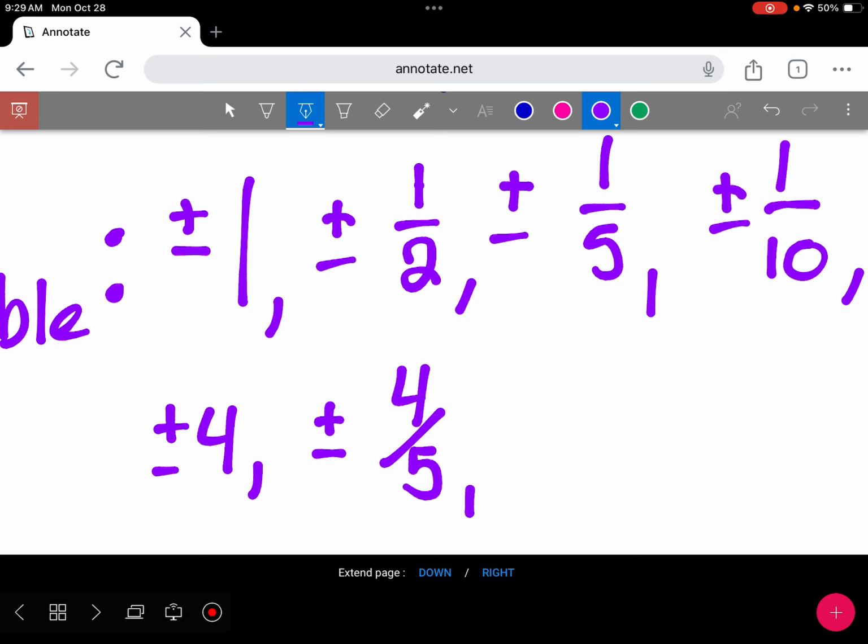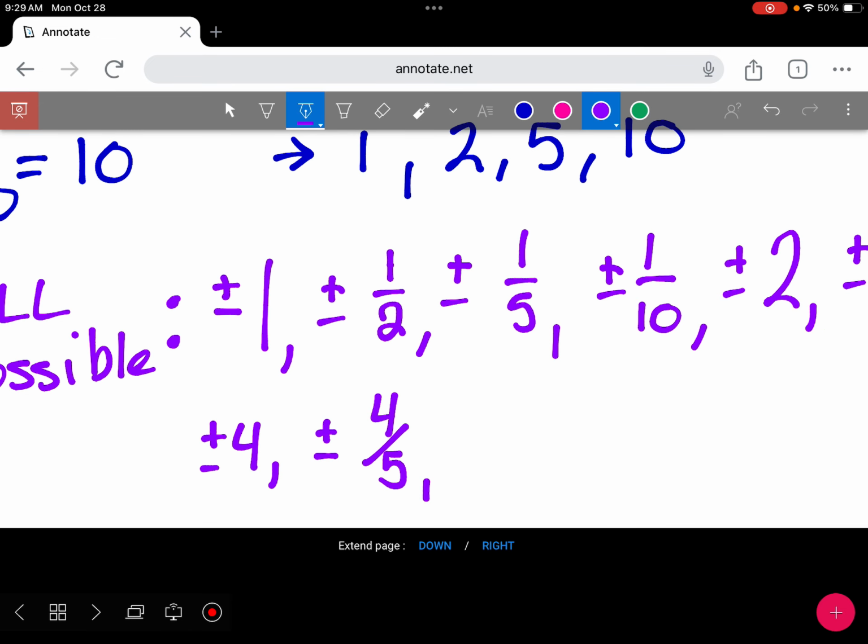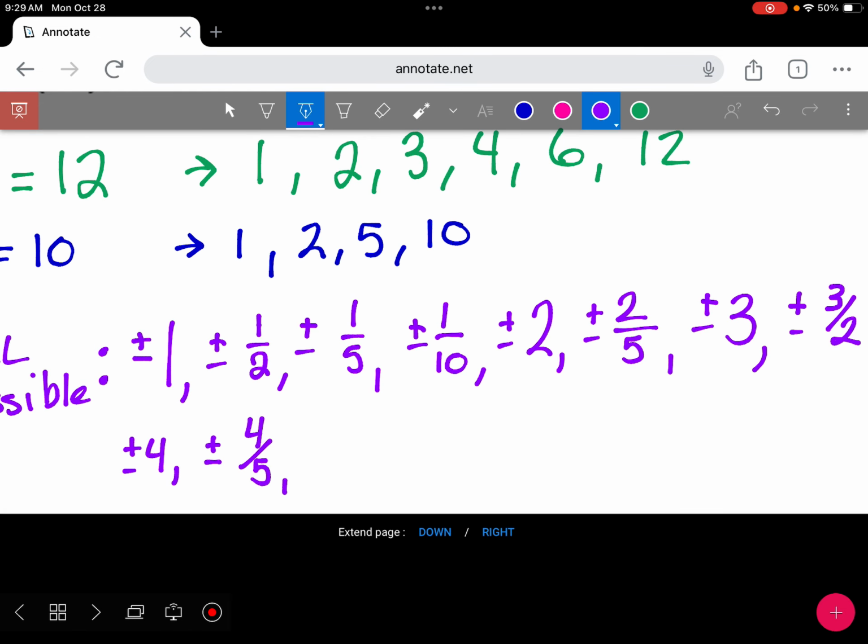4 over 10. What would that simplify down to be? 2/5. I already have 2/5. We're good to go. So those are the only pieces I need for my 4 numerator.